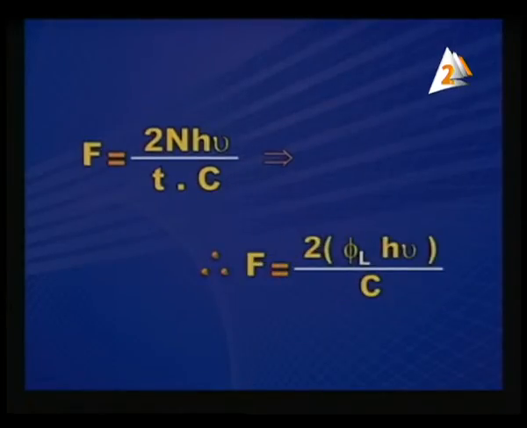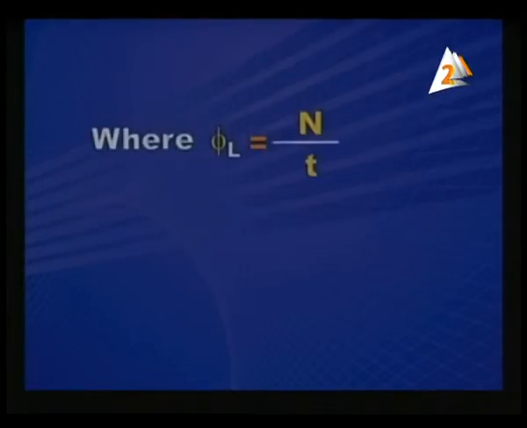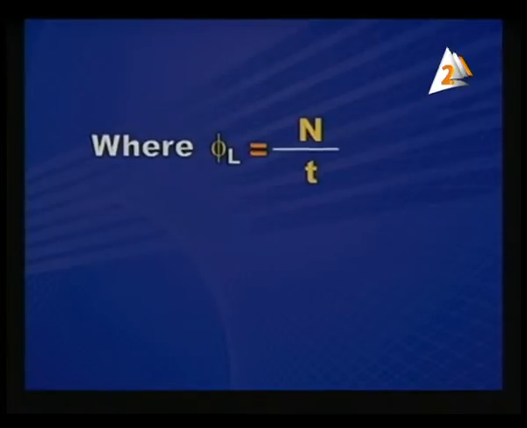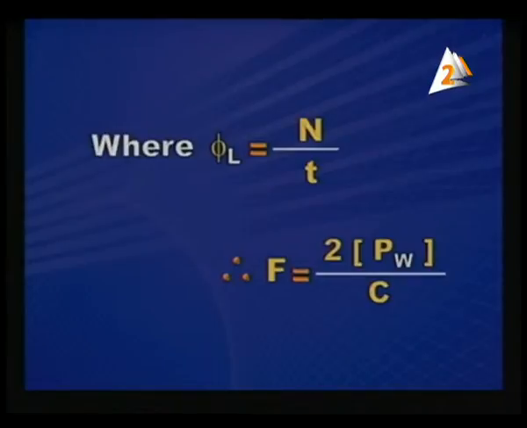And also, since n over t is denoted by phi l, we can write F is equal to, between two brackets, phi l h nu over c, where phi l is equal to n over t. And as I said, we can say it is equal to 2 Pw over c. Pw is the power.